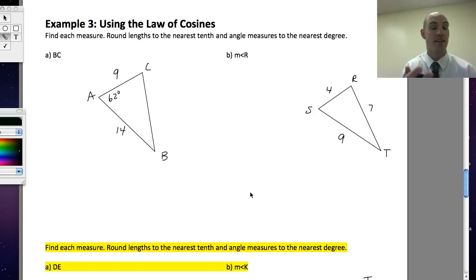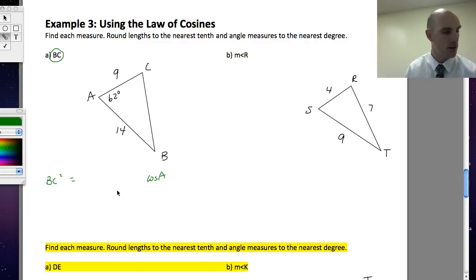In example 3, we're going to be finding the length of BC. Notice, I have two sides and one angle, and so that's going to tip me off that I'm going to use the law of cosines. When I set this up to solve for BC, BC squared is equal to, now look at this, this is BC right here, this side. So what I'm going to take the cosine of is angle A, because A is the angle that's opposite of it, and I'm going to have the other two sides squared, so AC squared plus AB squared minus 2 times AC times AB times cosine of A.